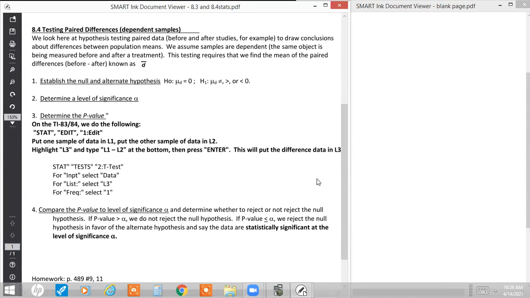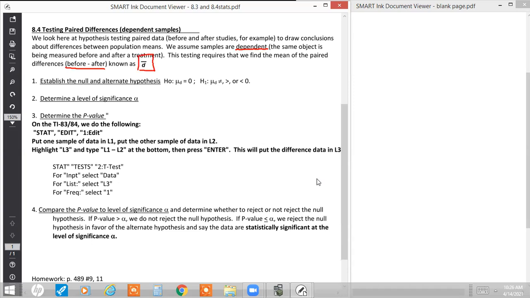In 8.5, we're going to look at that Friday. We're going to test differences of independent samples. All right, so the test will be slightly different. So we're assuming for 8.4, dependent samples. The same object is being measured before and after a treatment. And that test requires, if you're doing it by hand, that the mean of the paired differences in this order, before minus after, is known as D bar.